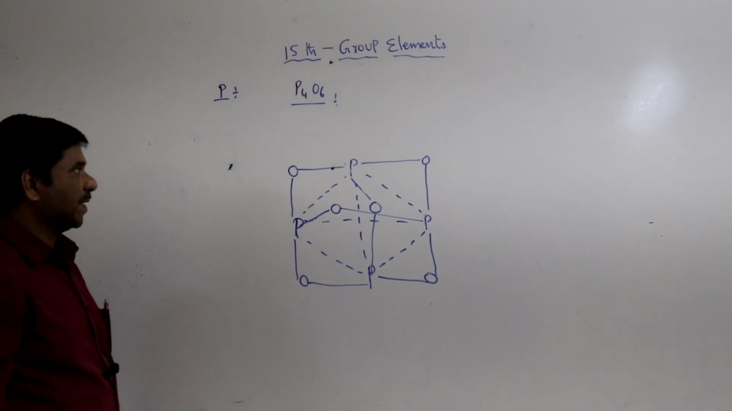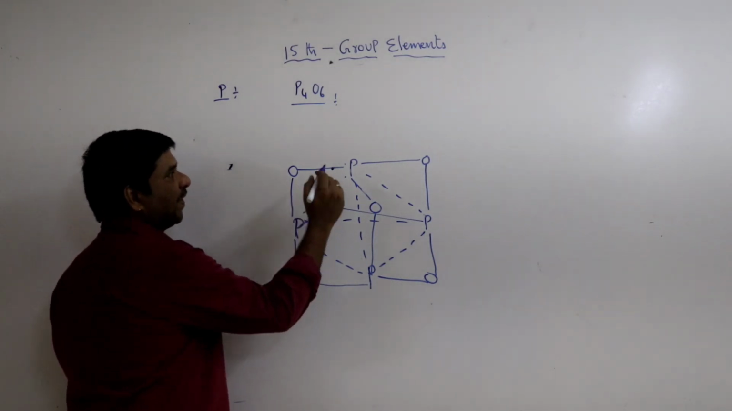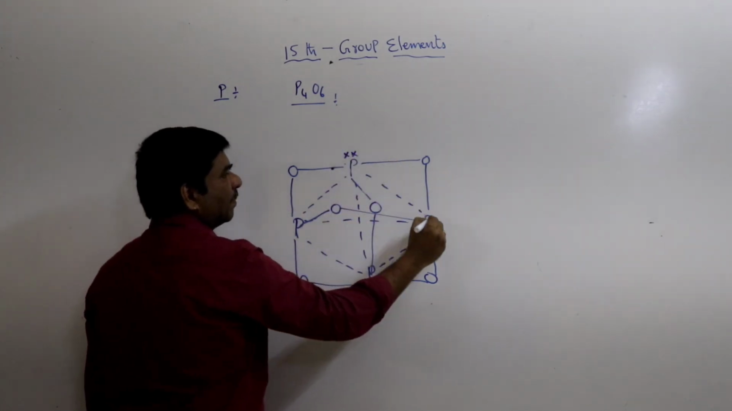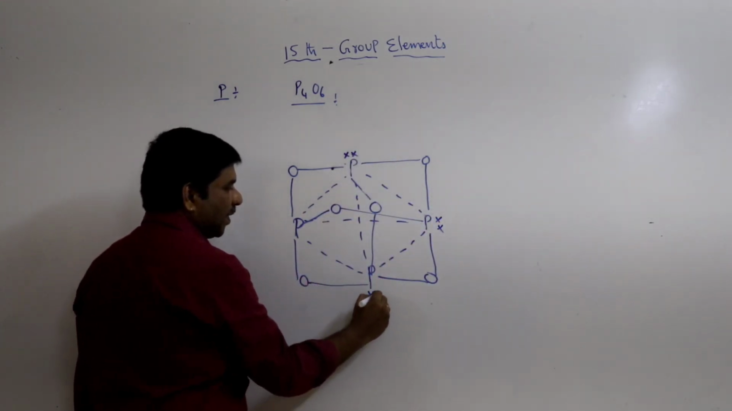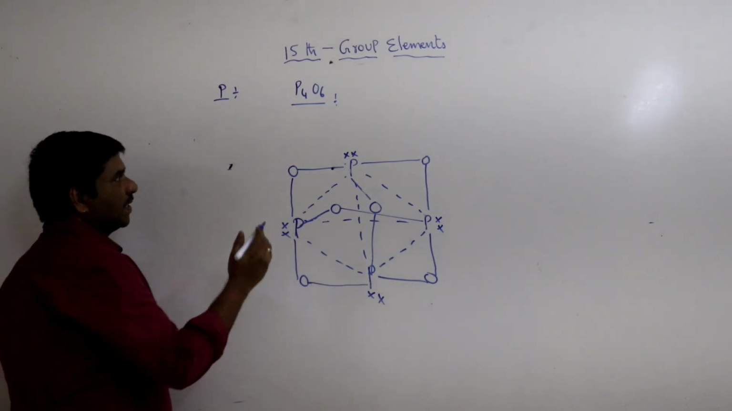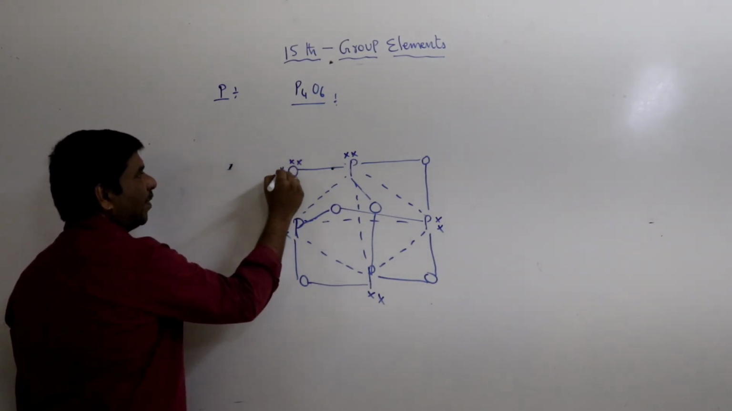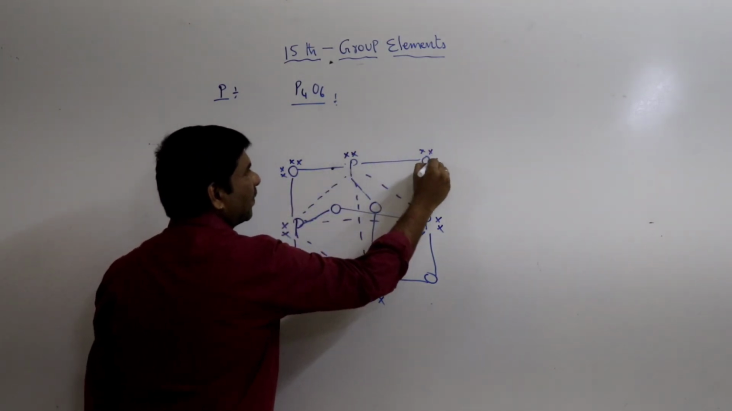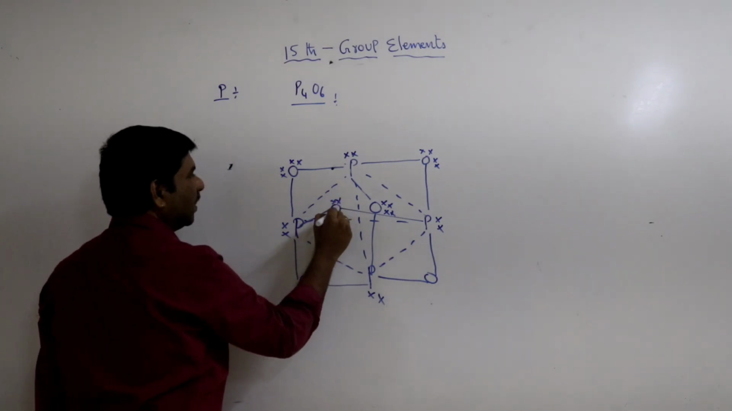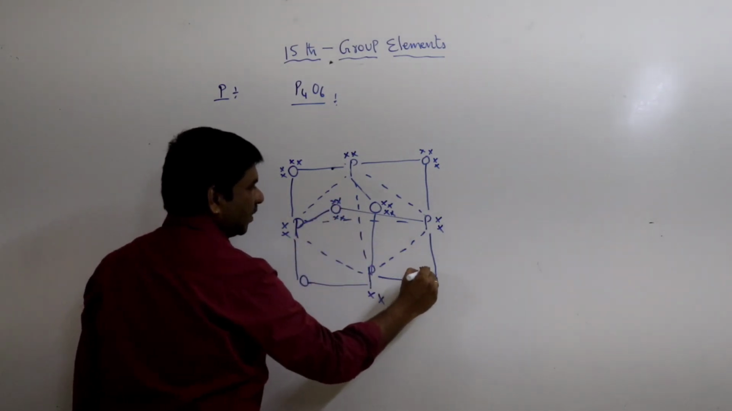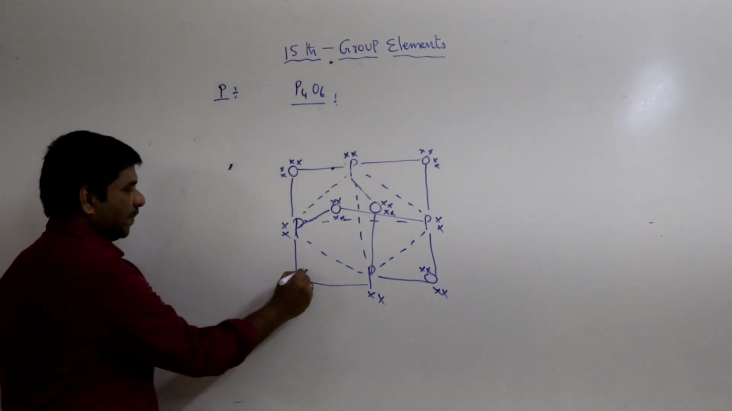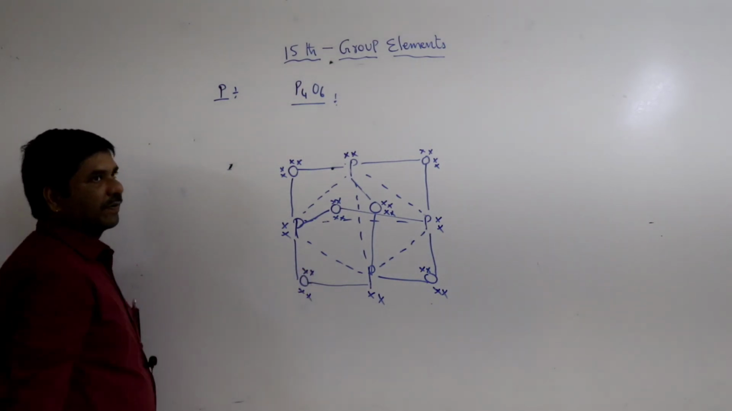Phosphorus valency is 5. Of that 5, 3 are participating in bonding, and the remaining lone pair is on phosphorus. Oxygen valency is 6. Of 6, 2 are participating in bonding, so the remaining 2 lone pairs are on the oxygen atom. That is about the structure of P4O6.